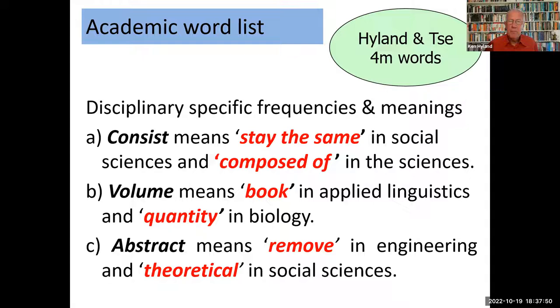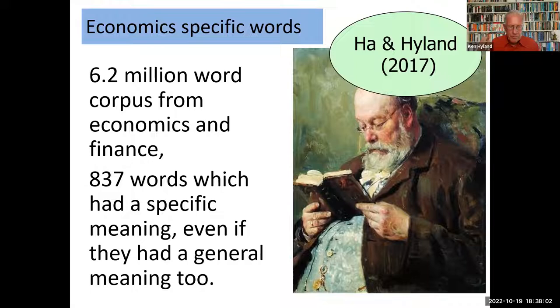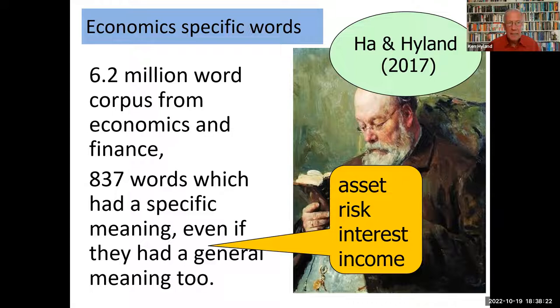Words can also be misleading in technical context. Althea Haar and I looked at a large corpus of words from economics and finance and identified over 830 words which had a meaning specific to economics and finance, although many of them also had a general meaning, like asset, risk, interest, and income. But they had a far more specific meaning in the discipline.